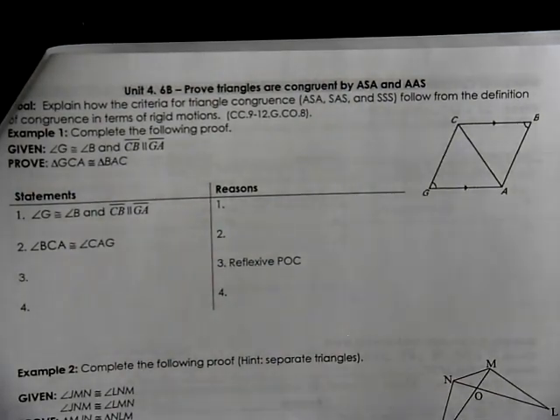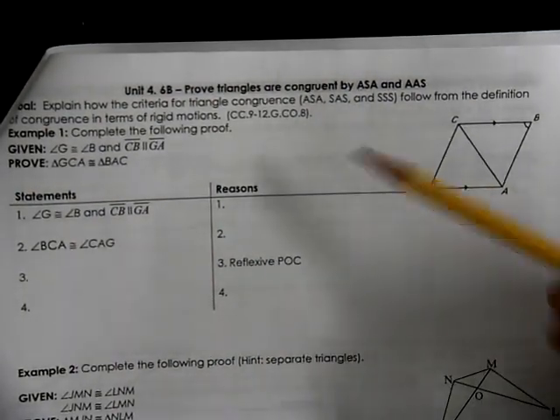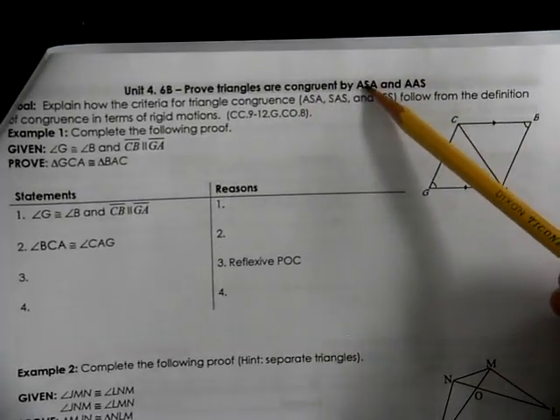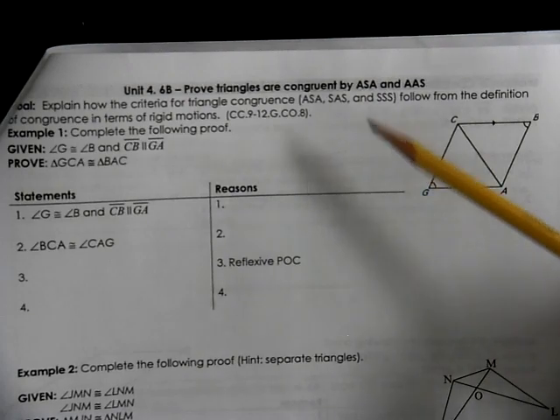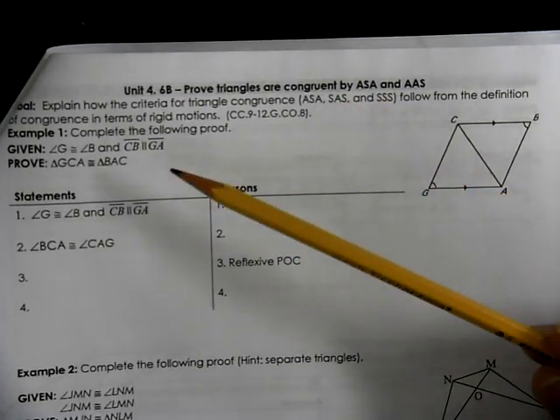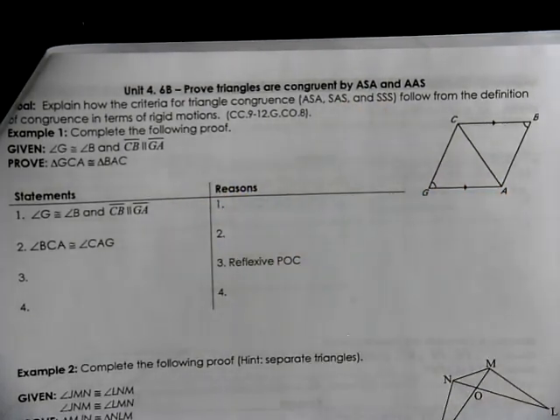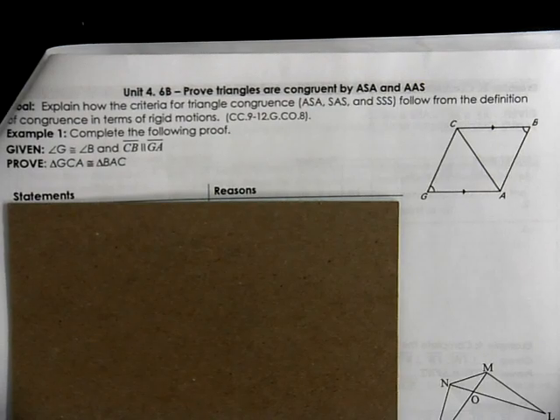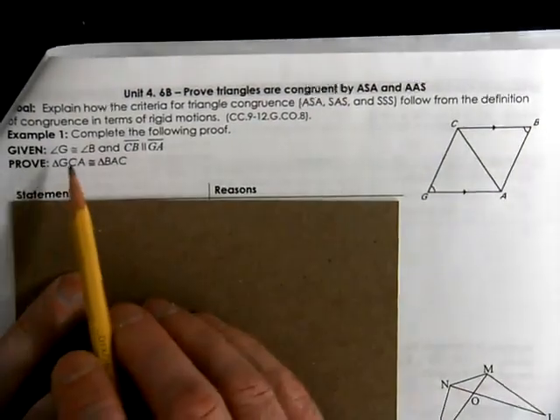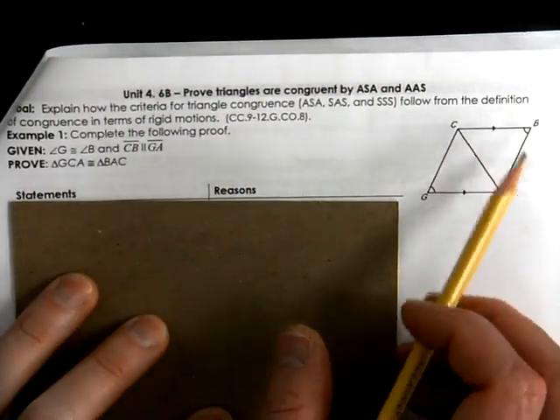This is Geometry 4.6b. Second day that we're going to talk about angle side angle or angle angle side. So we're looking at our given information. We're not going to look at our proof yet. Don't worry about your proof. Don't worry about the two column. Just use the information that they're giving us here.